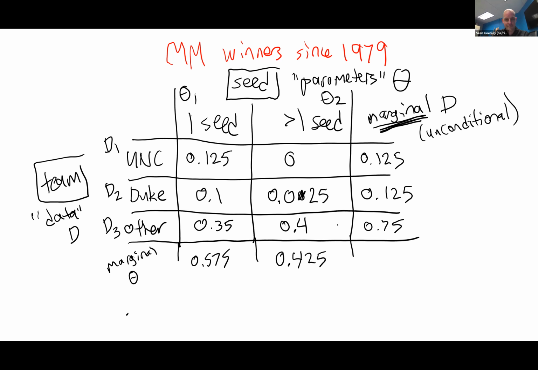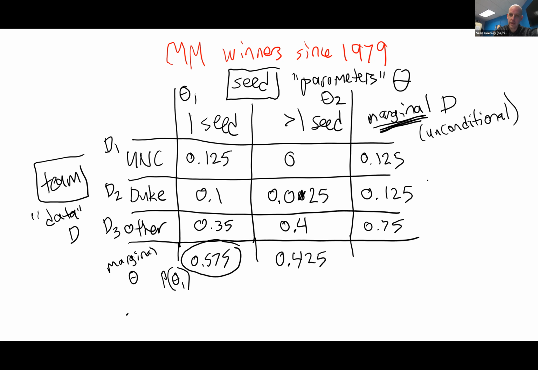So, okay. So this is our table. We've defined marginal. Now let's ask some questions. And one of them might be, what's the probability that, again, a number 1 seed won the tournament? That's this value right here, or P of theta 1. So that's what we call the marginal probability of theta 1 being true, or our prior knowledge. It's unconditional. There's no conditions on this knowledge. It's just the probability of theta 1.